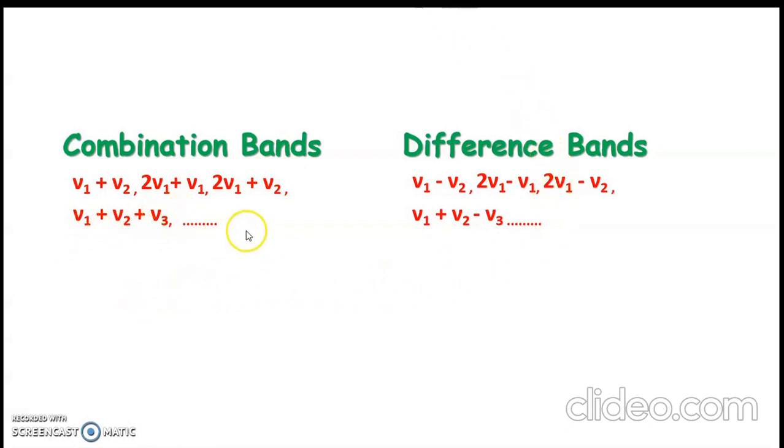In this way, you can easily understand the different bands, which are nu1 minus nu2, 2 nu1 minus nu1, nu1 plus nu2 minus nu3. All these can be called difference bands. Both of these bands are allowed in the spectrum, but their intensities are very small and they are often found in complex spectra.